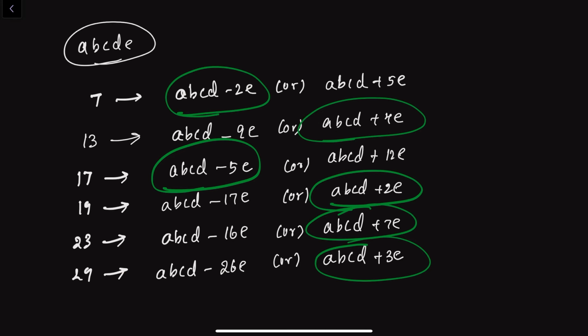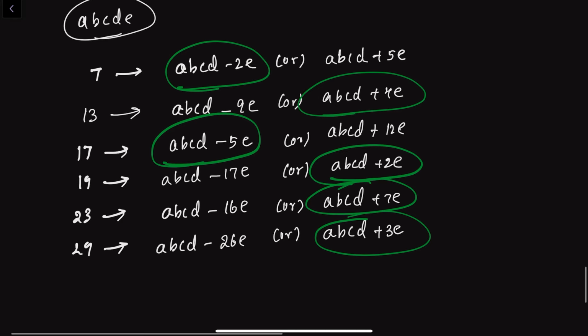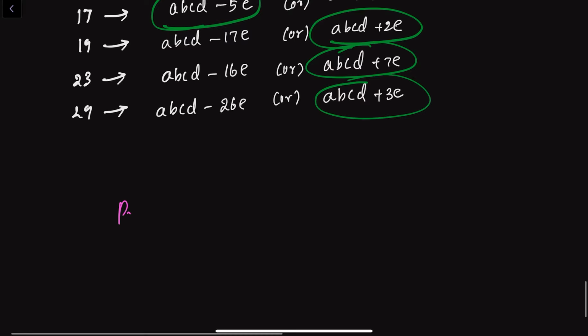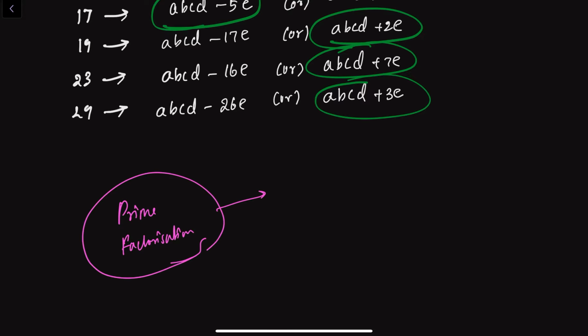So how do these things help? This will help us first understand that prime factorization is a key thing in number theory, because prime factorization is a very core and basic concept of number theory.